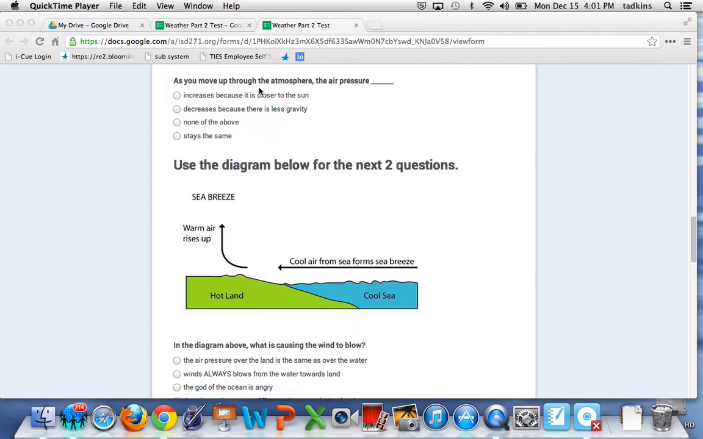As you move up through the atmosphere, the air pressure blank. The air pressure increases because it is closer to the sun. The air pressure decreases because there is less gravity. The air pressure, none of the above. The air pressure stays the same.